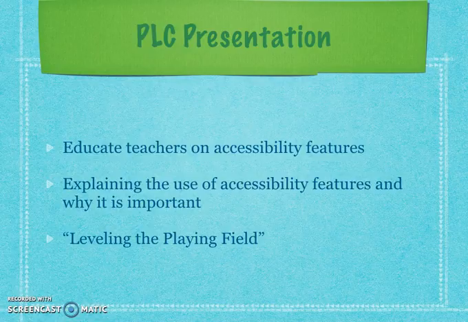Some teachers expressed that they knew about the accessibility features but did not know how to access them. The PLC setting allowed me to educate teachers on the available accessibility features and on the reasons that students need to use them.